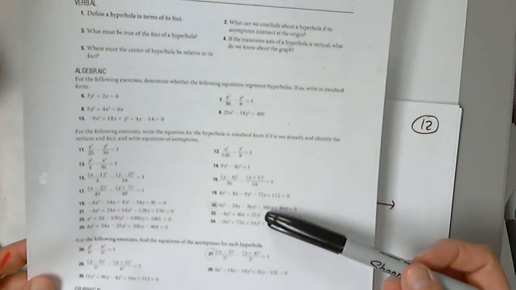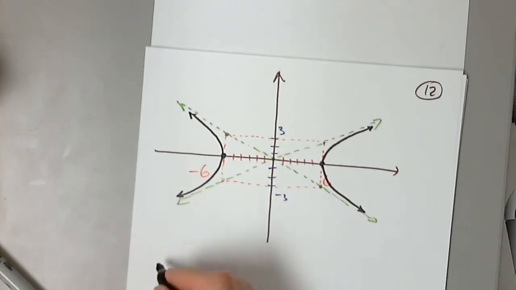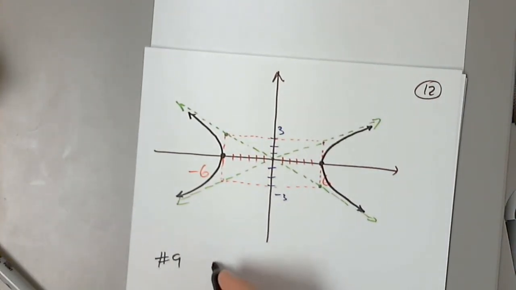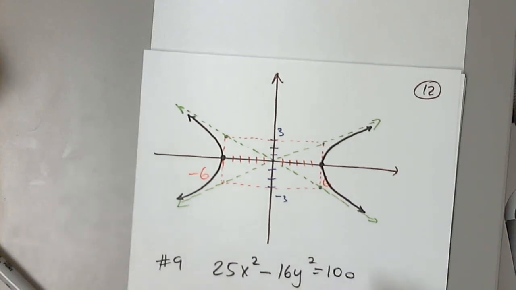Would you like to complete another square, or can we move on to, let's also do 9 before we look at anything else. So let's say 25x squared minus 16y squared equals 100.